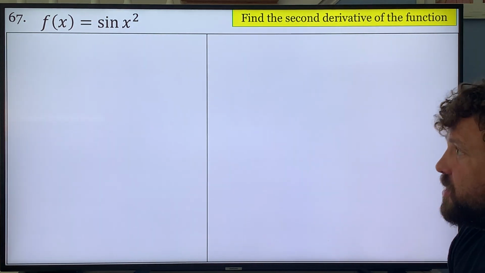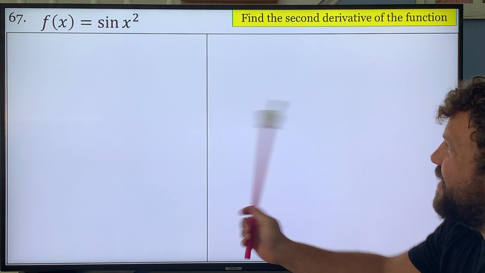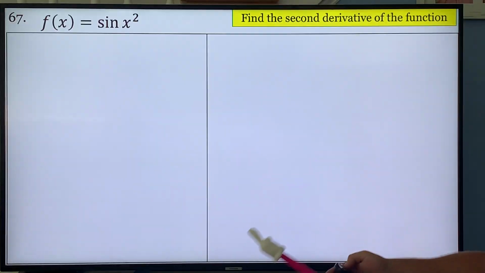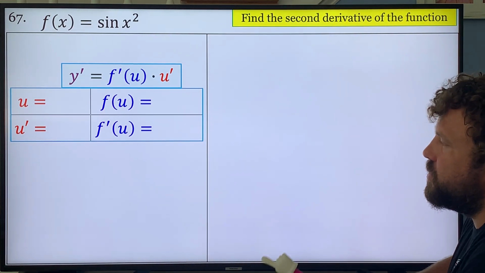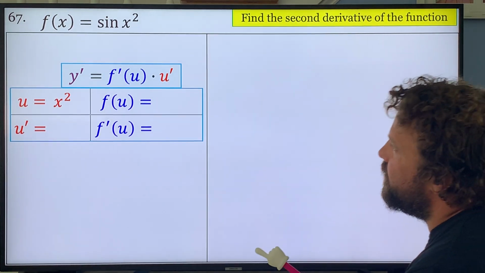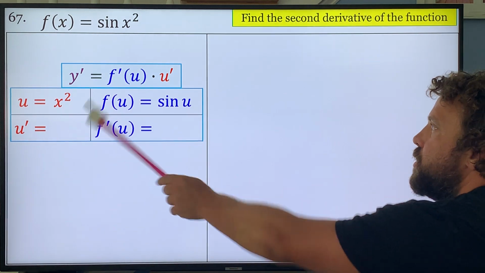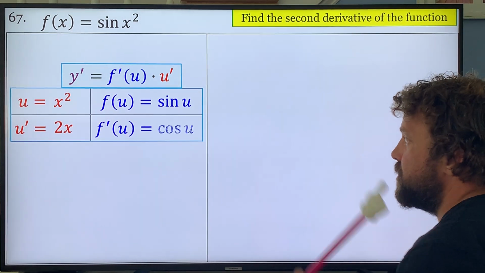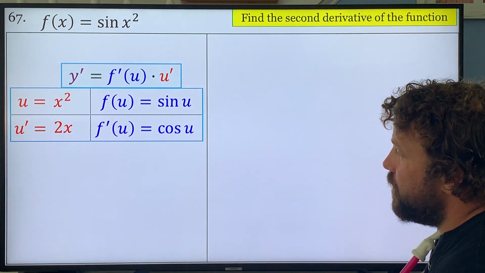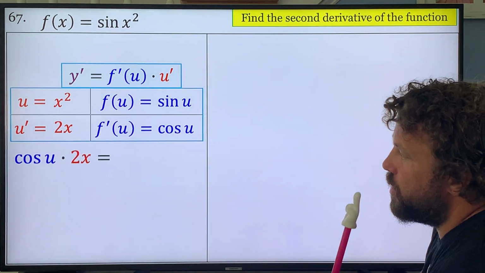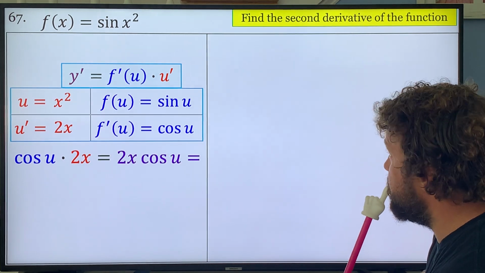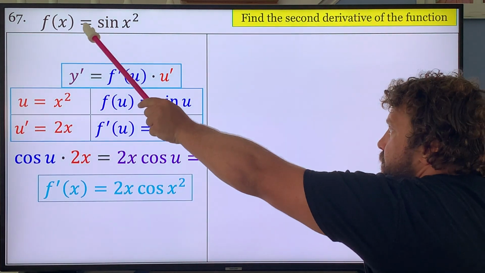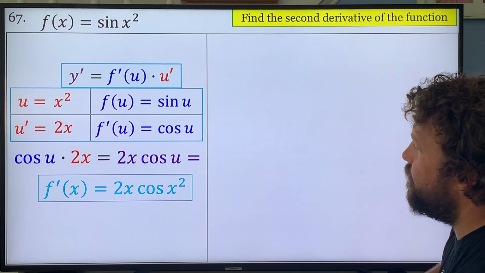So now we got a trig function. Anytime you see this, be scared. All right, so first one. Easy. What's our u? Our inside is x squared. F of u is sine u. U prime is 2x. Cosine u times 2x is 2x cosine u, or 2x cosine x squared. You could have done this in your head. 2x cosine x squared. All right?